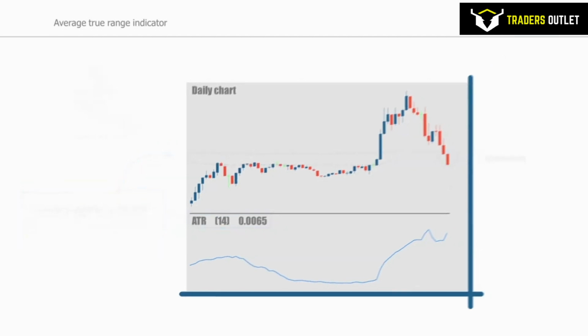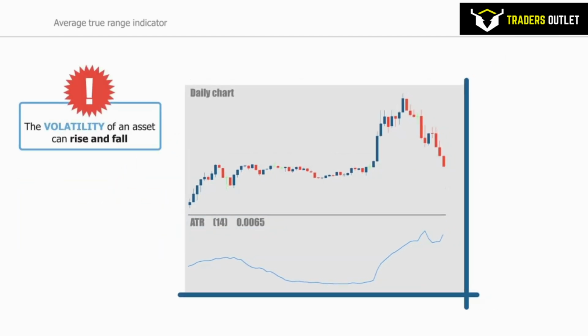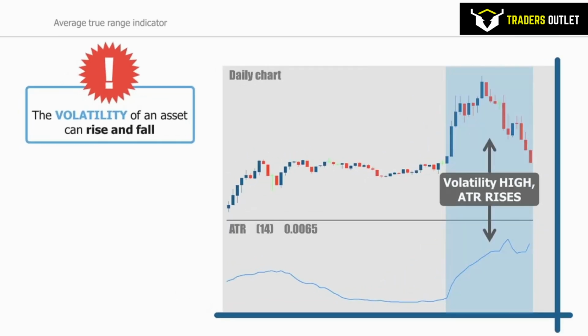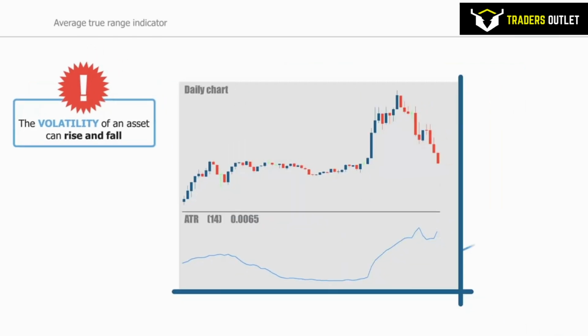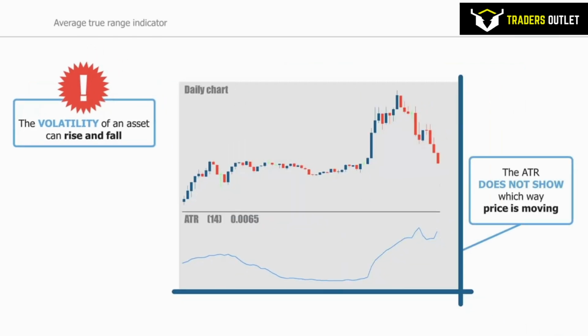Of course, the volatility of an asset can rise and fall. When volatility is high, the ATR line will rise, and vice versa. It is important to remember that the ATR indicator does not show you which way price is moving.